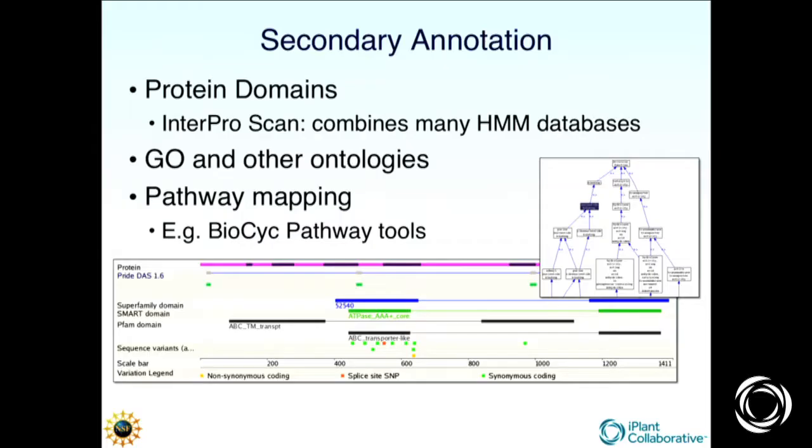Once you've defined gene models, another level of annotation is secondary annotation, and I like to think about this as annotating based on the protein sequence. There are a number of approaches, and some of these we have going right now are available through the discovery environment. One example of this is InterProScan. This is currently in beta, but it is available now in the discovery environment.